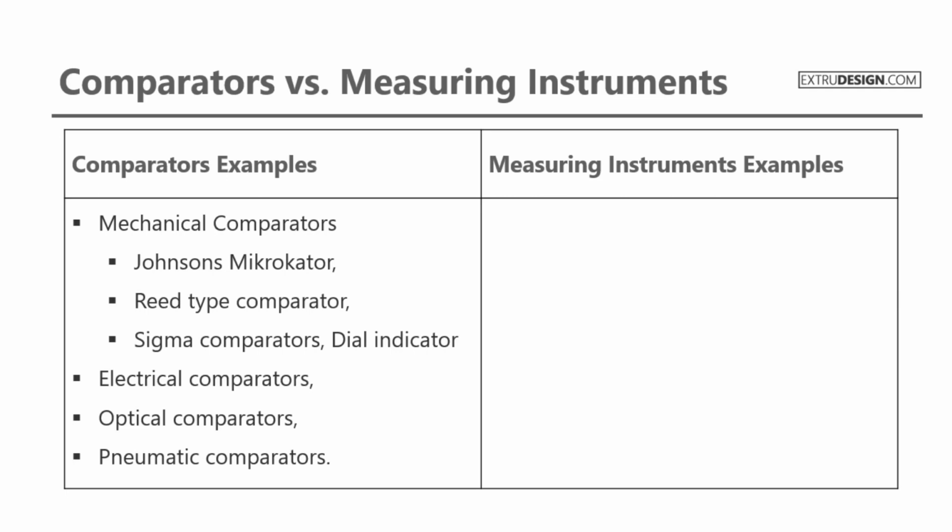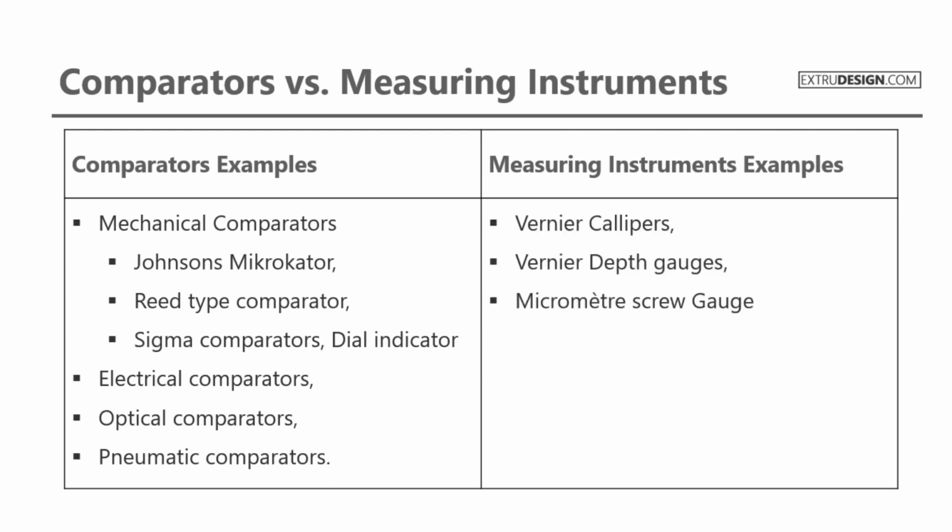Comparator examples are mechanical comparators, electrical comparators, optical comparators, and pneumatic comparators. Measuring instrument examples are vernier calipers, vernier depth gauges, and micrometer screw gauge. These are the major differences between the comparators and measuring instruments.